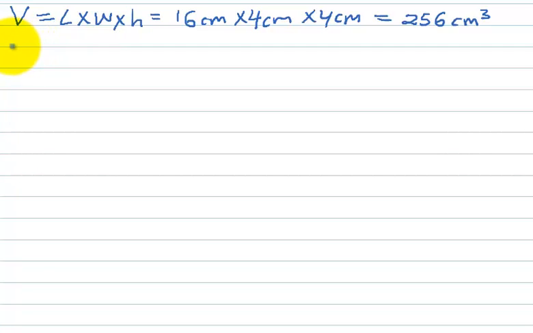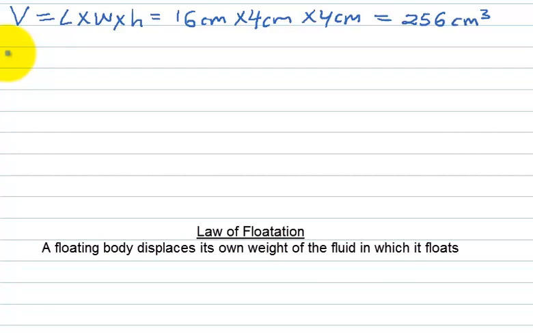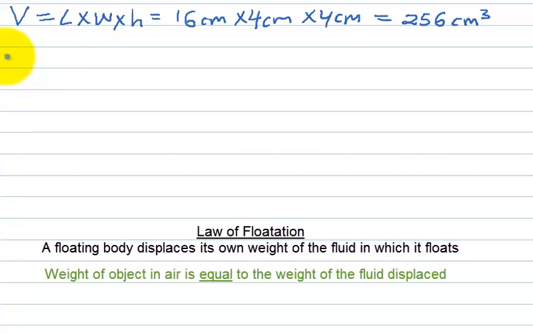We are told that the mass of the liquid displaced is 154 grams. Since the block floats, it will displace its own weight of the fluid in which it floats. This is according to the law of flotation. The law of flotation states that a floating body displaces its own weight of the fluid in which it floats. That is, the weight of the object in air will be equal to the weight of the fluid displaced. The fluid in this case is the liquid. So the weight of the liquid displaced can be calculated.